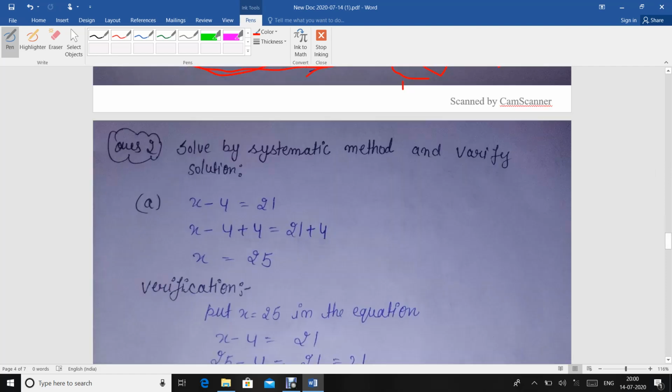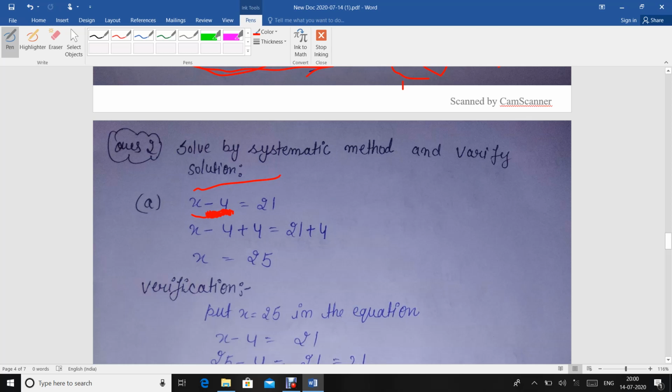Here you have question number 2 part A. Part A is x minus 4 is equal to 21. Now you need to apply the symmetric method. As you can see, here in x minus 4 there is a negative, meaning minus 4 is present.